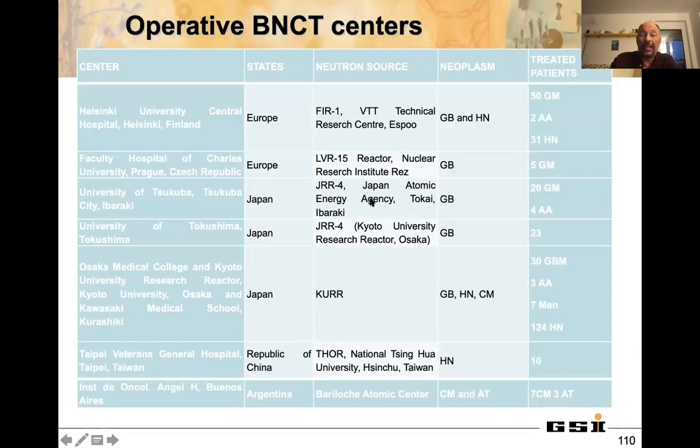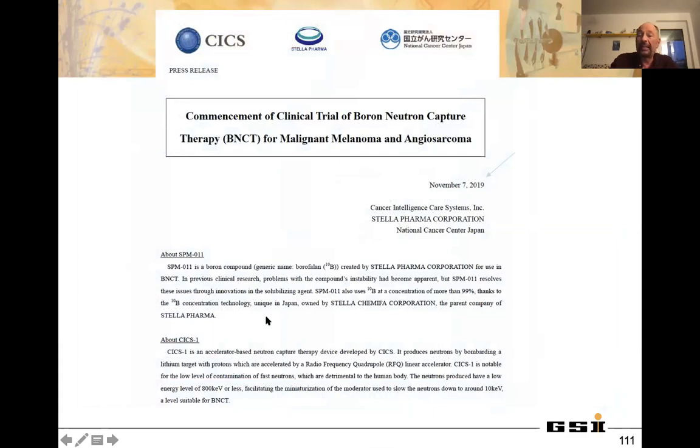So there are several BNCT centers and others growing too. This is, you see, quite diffuse in Japan, but also in Europe, in Finland, in Czech Republic, and in Argentina, in Buenos Aires. But the number of centers is growing because of the accelerators. And interestingly, there are new clinical trials coming. This is, you see, November 7, 2019. There is a clinical trial for malignant melanoma and angiosarcoma using BNCT.